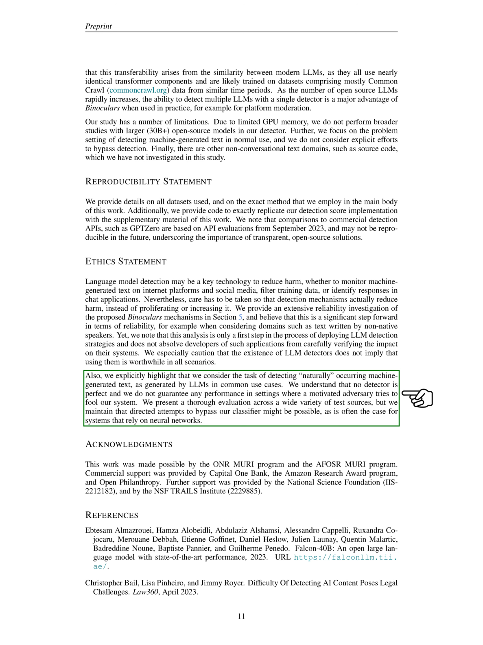We also want to make it clear that we're focusing on detecting machine-generated text that naturally occurs, as generated by language models in common use cases. We know that no detector is perfect and we can't guarantee performance in situations where someone is trying to trick our system. We've conducted a thorough evaluation across a wide variety of test sources, but we acknowledge that directed attempts to bypass our classifier might be possible, as is often the case with systems that rely on neural networks.